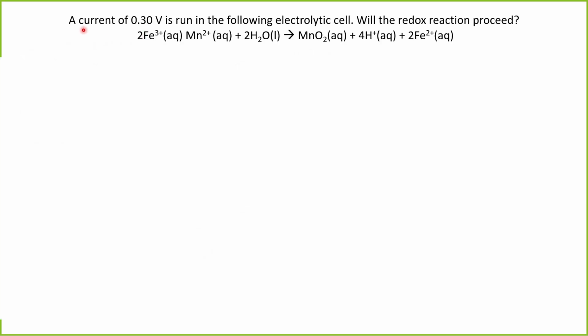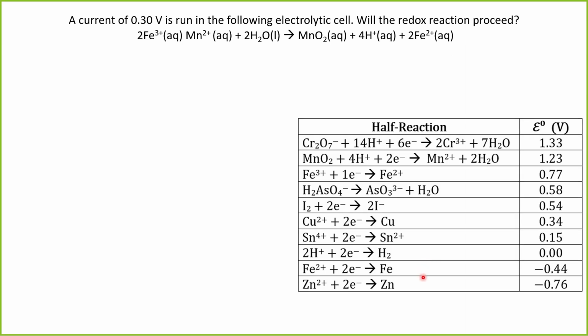Let's take a look at another electrolytic cell. This problem reads, a current of 0.3 volts is run in the following electrolytic cell. Will the redox reaction proceed? And here is our balanced redox equation. Remember, for an electrolytic cell to run, you have to run a voltage that is greater than your E cell that you would calculate for a galvanic cell. So let's start with a calculation based on this redox equation for a galvanic cell where our E cell is going to be positive. Here on the right is a table with many half reactions. We just need to identify which half reactions are happening in our overall reaction.